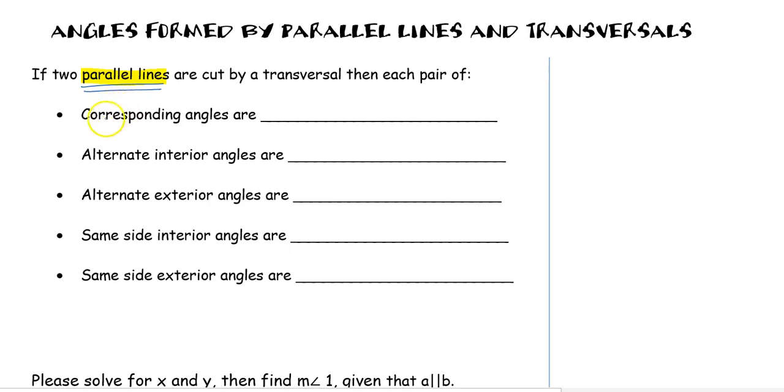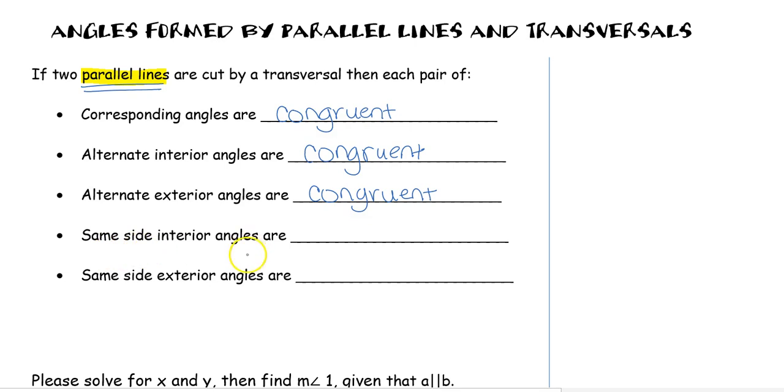If two lines are cut by a transversal, parallel lines cut by a transversal, corresponding angles are going to be congruent to each other. If the lines are not parallel, the angles are not congruent. If we have two parallel lines and the angles formed are alternate interior angles, those angles are going to be congruent as well. If the lines aren't parallel, alternate interior angles exist, they're just not congruent. Alternate exterior angles are going to be congruent if the lines are parallel. If the lines are not parallel, the special relationship does not exist.